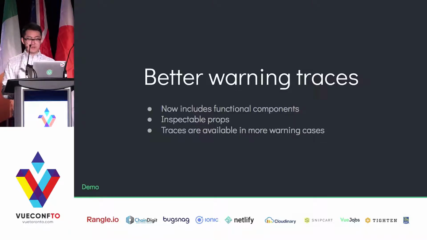And trace is also available in more warning cases. In a lot of places previously, you get a warning but you don't get the warning trace because we had to pass the component instance all the way into those places in order to make the traces show up. But we've re-architected the warning implementation so that it's easier to just throw in a warning and it'll always automatically infer where the current component is being rendered, and it'll give you the nice component trace to help you identify the problem.